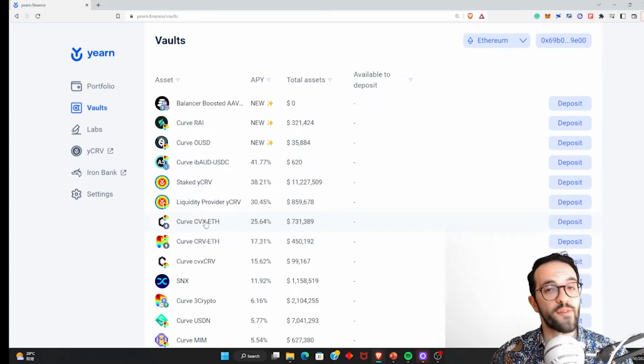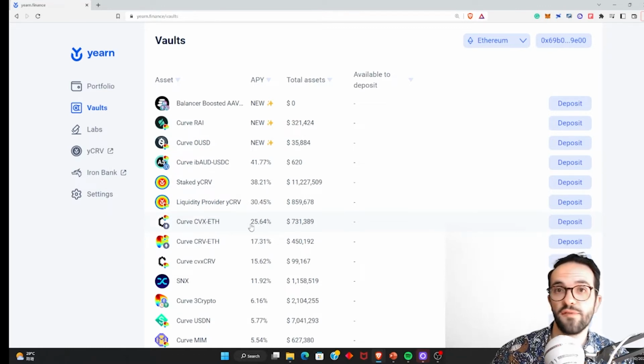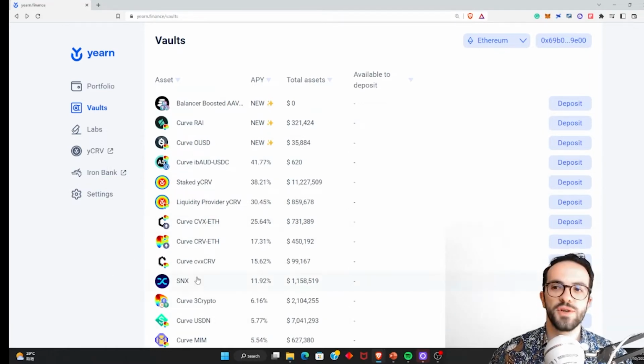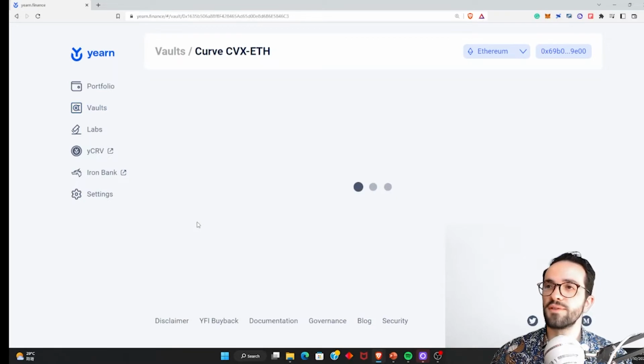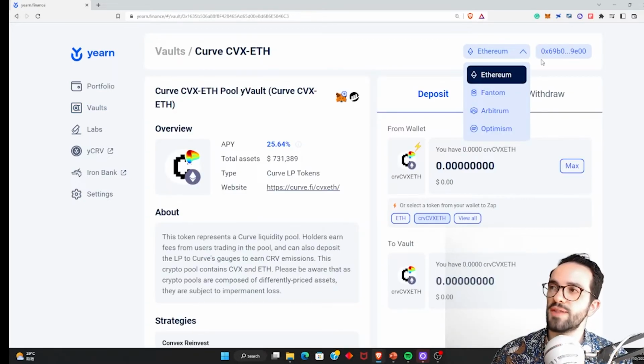By the way, these yields are not fixed, okay? They will fluctuate, and maybe tomorrow it may be 26, 27, or 24, 23. They may change. You also have the total assets, the TVL within these pools. So what I'm going to do now is click here, Curve Convex ETH Vault, and double check you are connected to the right network. In this case, we are on the Ethereum network. If you want to do a strategy that is in another network, you will have to bridge some assets to the other network to be able to do it.